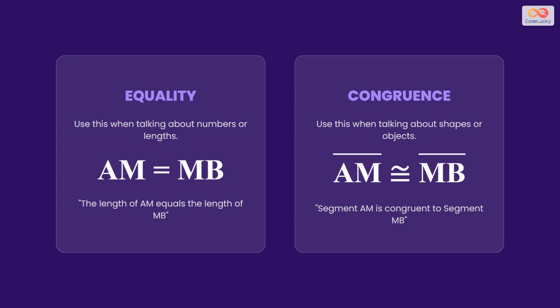In mathematics, we use specific notation to describe this relationship. When we talk about the numerical length, we say the length of AM is equal to the length of MB. When we talk about the shapes themselves, we say segment AM is congruent to segment MB, using the congruent symbol, which looks like an equal sign with a squiggly line on top.